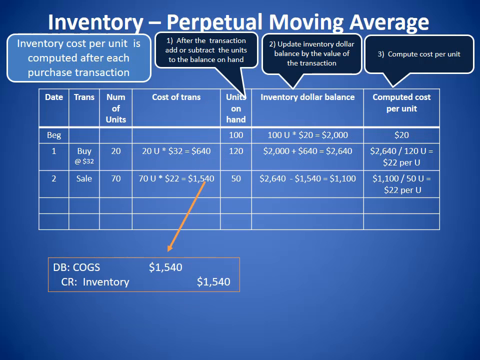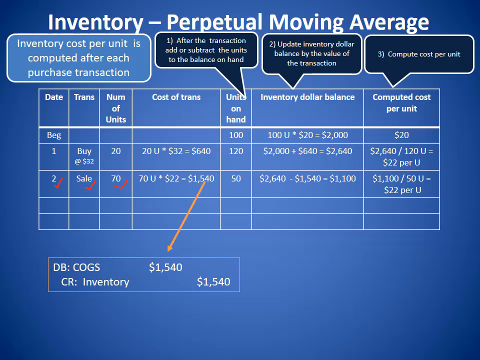Now we're moving on to the second transaction. I call it date number 2, but our second transaction, in this case, we're selling inventory, and we sold 70 units of inventory. Now the question is we're keeping perpetual records, so now we're going to calculate our cost of goods sold for this sales transaction.